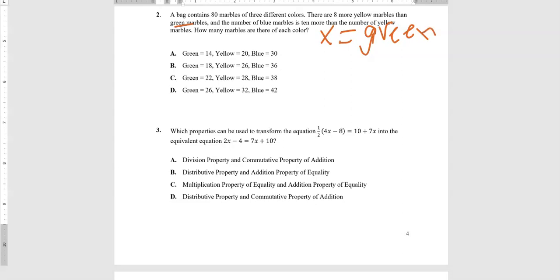Okay, and then we're going to do our yellow marbles. It says there are 8 more yellow than green, so our yellow would be 8 plus x. And then the next sentence says that the number of blue marbles is 10 more than the number of yellow. So if I add 10 to my previous expression, 10 plus 8 is 18, that's going to get me my blue marbles here, 18 plus x.